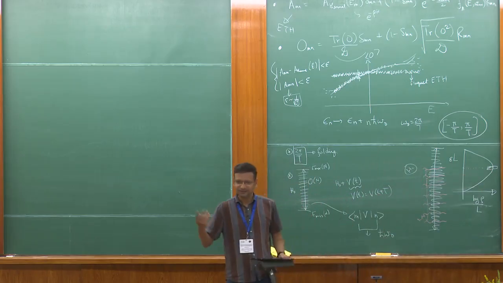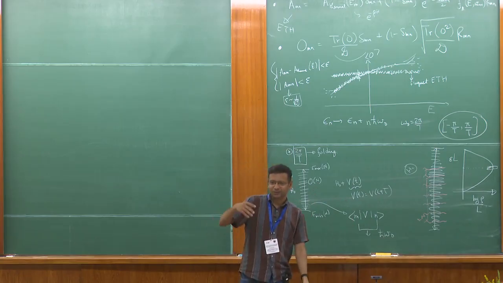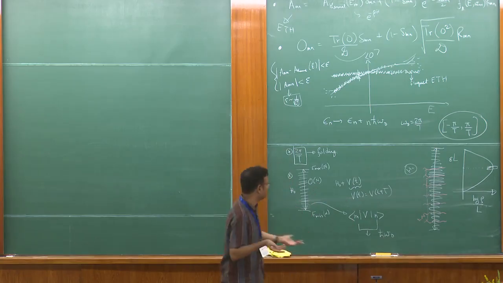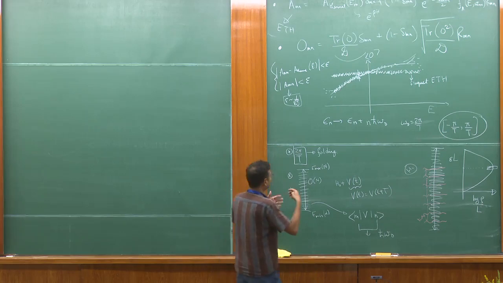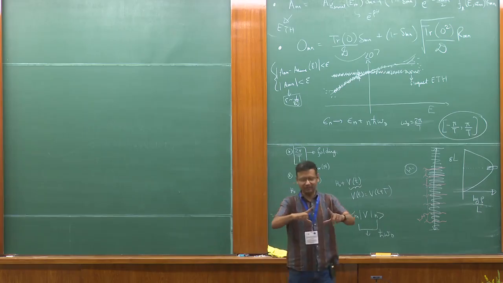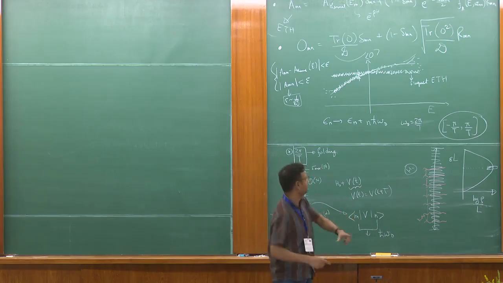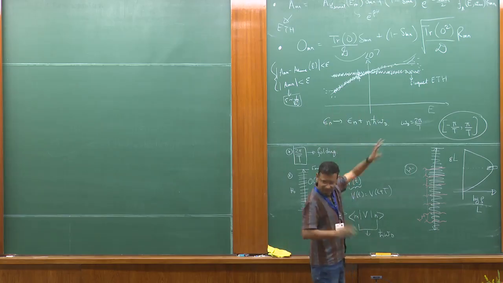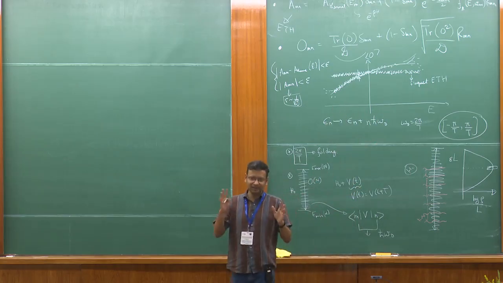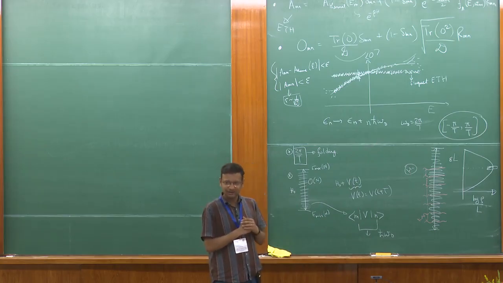So therefore, it's expected that the properties of the resulting state would mimic an infinite temperature state or a completely random state in Hilbert space, right? And if that is true, then of course, if you take an expectation value of a local operator, it will have no dependence on energy, and that's what we see numerically. Okay, so that's one rationalization of this result.